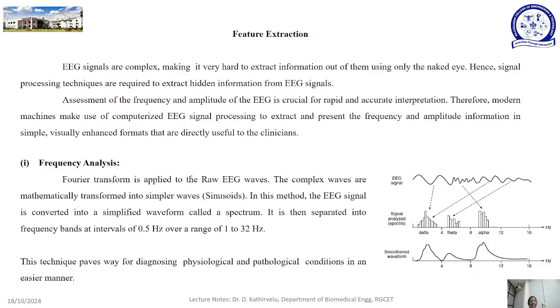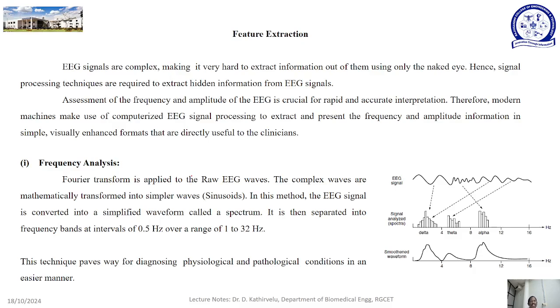As discussed earlier, the frequency and amplitude of these EEG waves are very important for interpretation of EEG. So it is very essential to extract these frequency and amplitude features from an EEG signal for interpreting the results of an EEG. There are different ways of extracting these features, but let us discuss them one by one. The first one is frequency analysis.